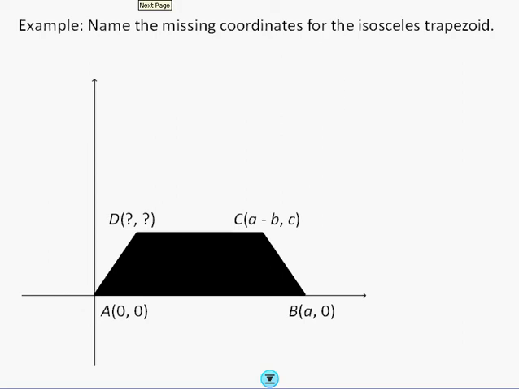All right. You're going to have homework problems like this. Name the missing coordinates. This is very similar to the one we just did. It's actually exactly the same. Again, how far do I go over? I don't know. Well, to get to this point, I have to go a to the right, and then I have to go back b to the left. So this distance right here is b. This distance is b. This height over here is c. Well, this height's the same thing. They're across from each other.